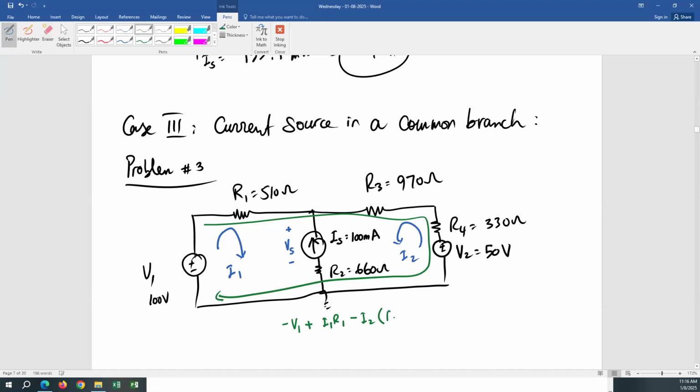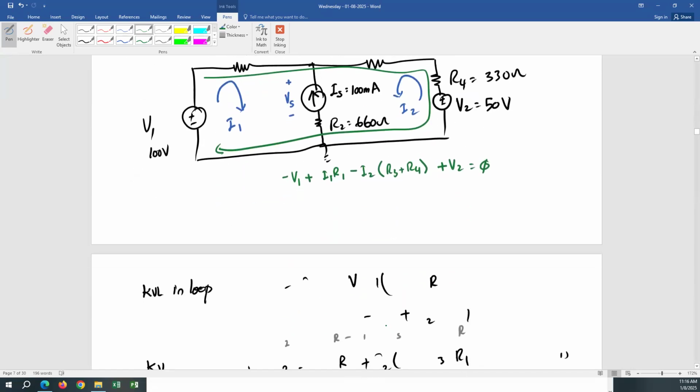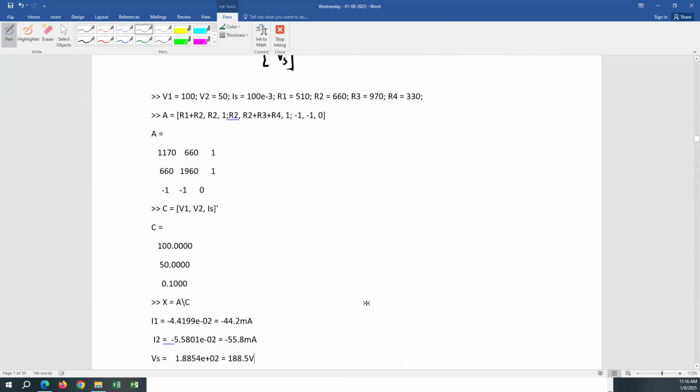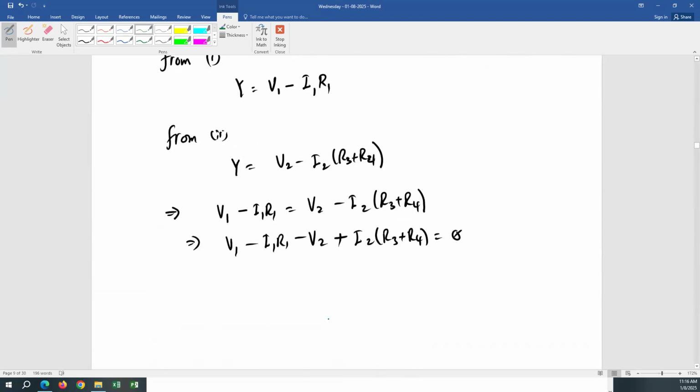Negative I2 times R3 plus R plus V2 equals 0. All right, look at this equation, and then the one that we wrote, this equation. Both equations are exactly the same.